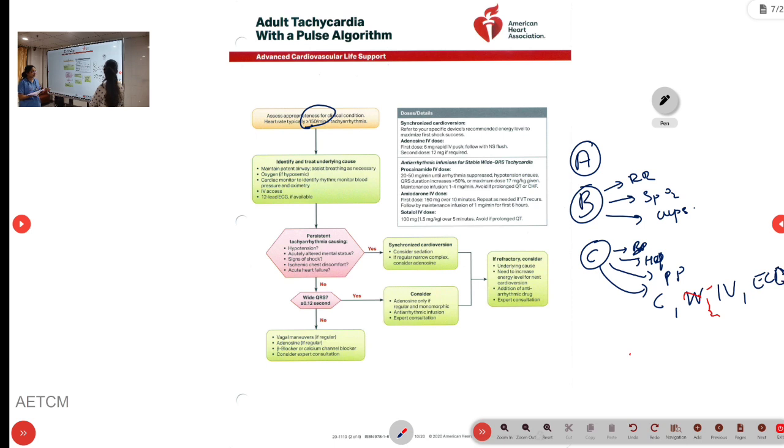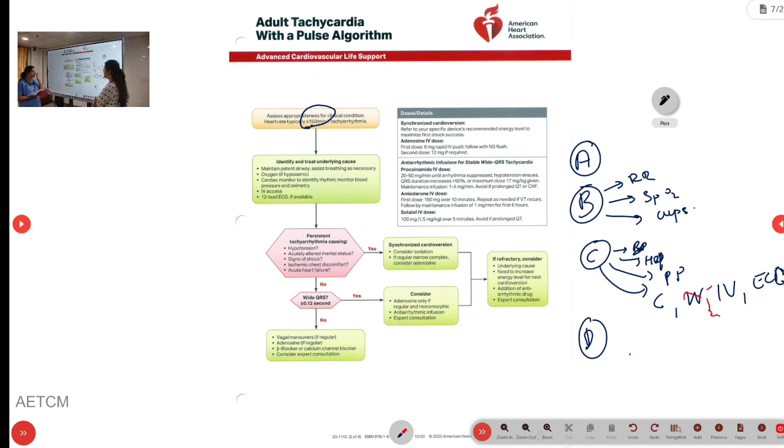And disability: GCS, we have to assess whether there is any decreased level of consciousness, altered sensorium. That is to check for any features of instability. So what are the things? Basically, for instability, we look for hypotension, altered mental status, any signs of shock, ischemic chest discomfort, or signs of acute heart failure.